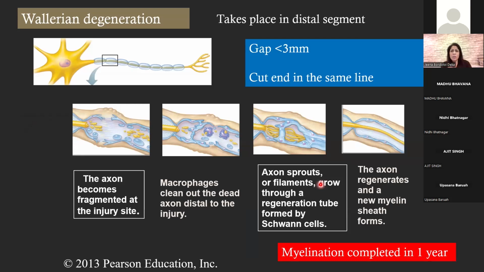So whenever a nerve is transected and the gap is less than 3 mm and the cut ends are in the same line, there is something called Wallerian degeneration which takes place in the distal segment of the cut nerve. That is, the axon becomes fragmented at the injury site. The macrophages clean out the dead axons distal to the injury, and then from the proximal segment, the axon sprouts or filaments grow through a regeneration tube which is formed by the Schwann cells, and finally the axon regenerates and a new myelin sheath forms. This is the normal myelination and repair, and it is completed in 1 year.